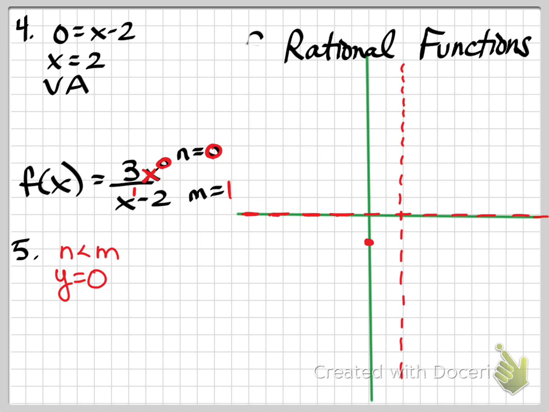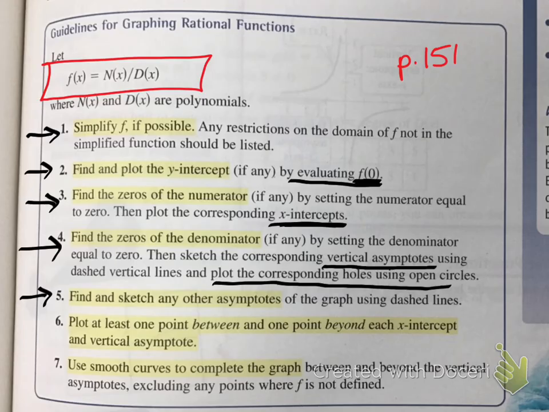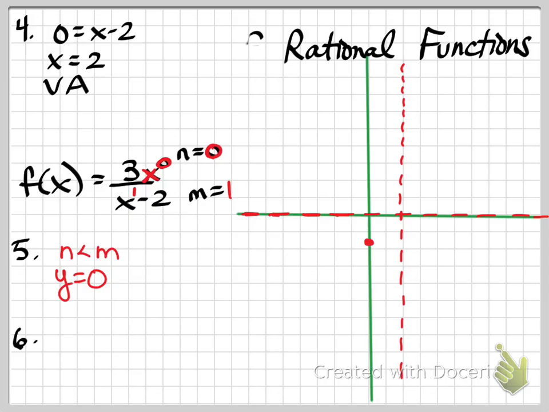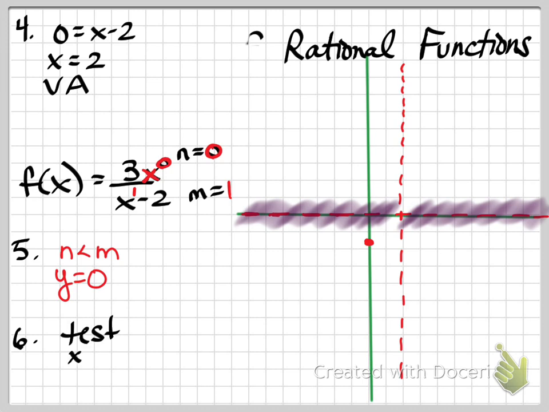Okay, and step 6 is a little bit of an odd step. Plot at least one point between and one point beyond each x-intercept and vertical asymptote. So what we are doing is we're looking to see what's crossing the x. The only thing I have on the x is this right here. That's the only thing that crosses the x. So that asymptote has divided my x-axis up into these two pieces. I want to test a point on the left of that asymptote and a point on the right of the asymptote.